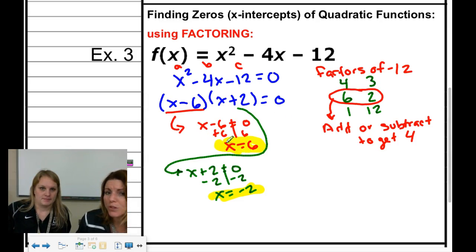We have found the zeros, which are the x-intercepts, which are also the roots. That's it.